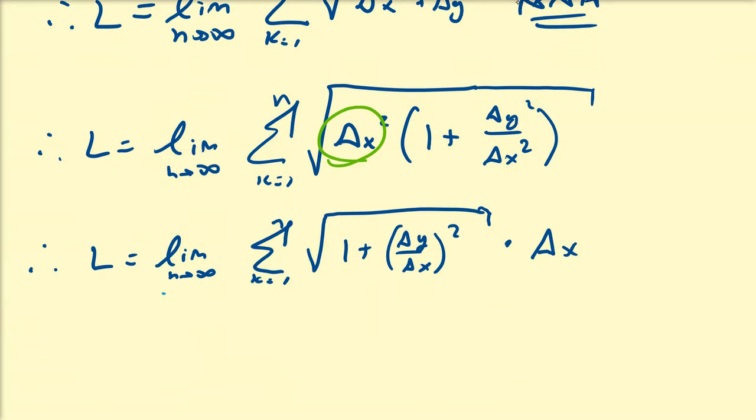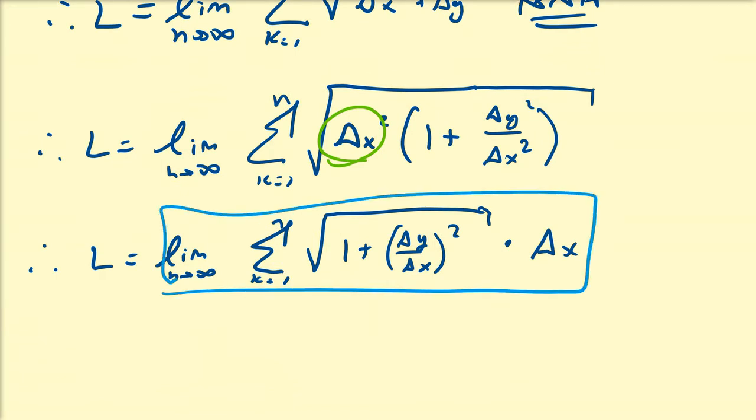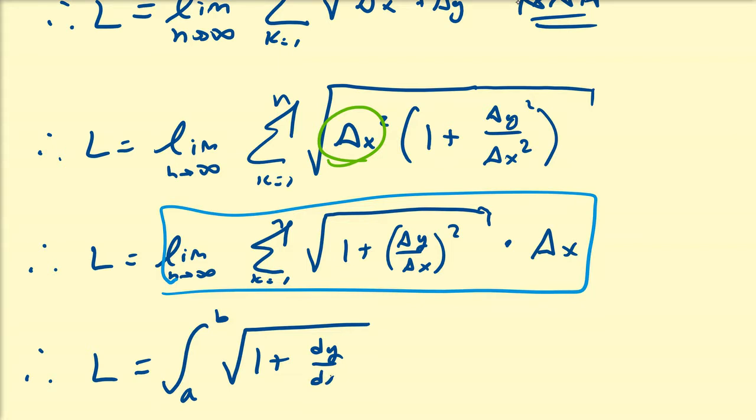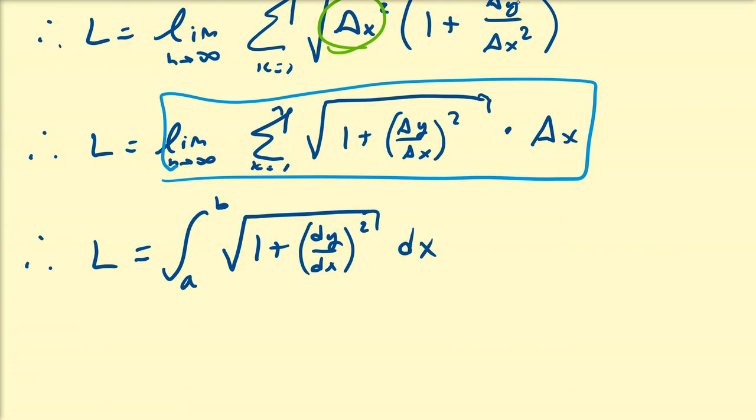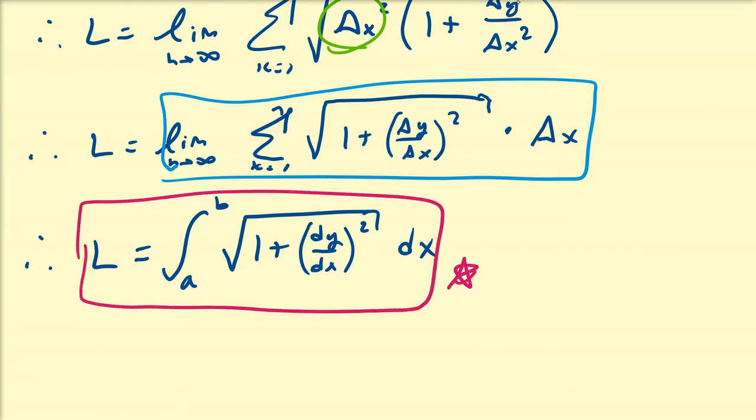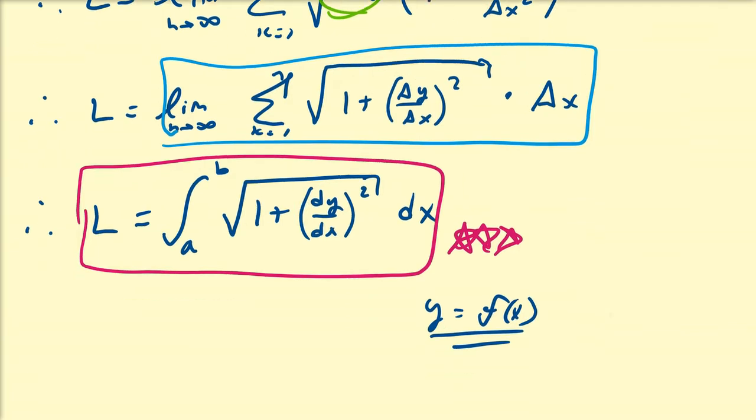And what exactly is this? Well, that is just a definite integral, actually. So that means L must be equal to the integral from a to b of the square root of 1 plus, once we take the limit, delta y approaches dy and delta x approaches dx. So it's going to be dy divided by dx, the quantity squared, dx. And this is the formula for arc length, where y is equal to f of x, the function of interest. So let's work through an example of how to calculate this.